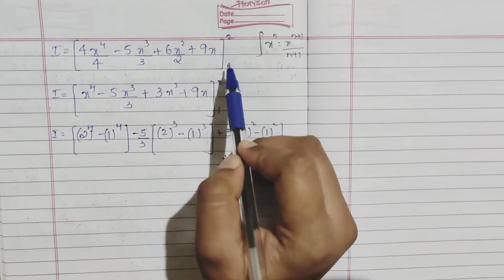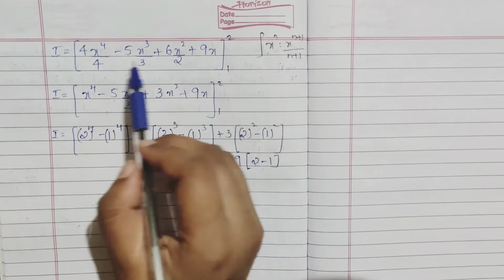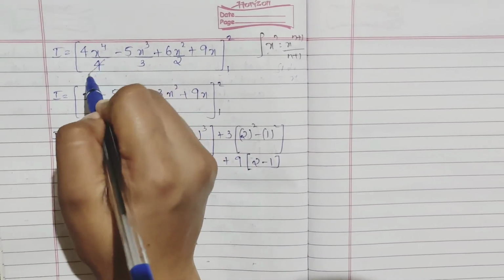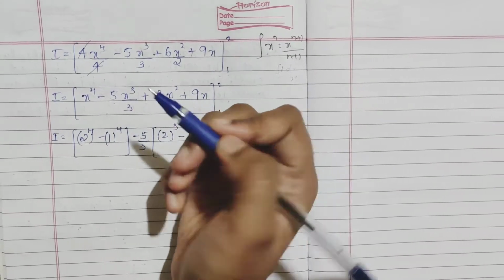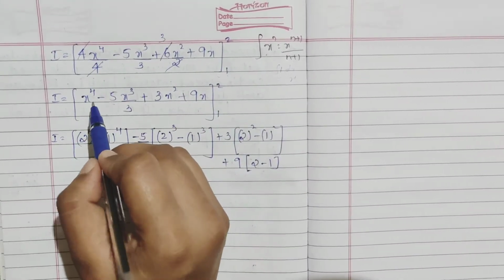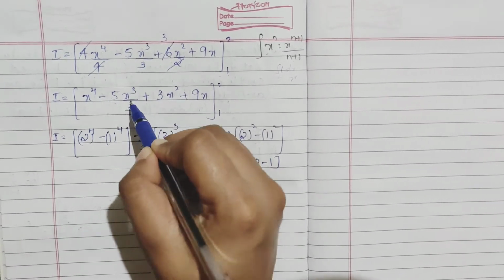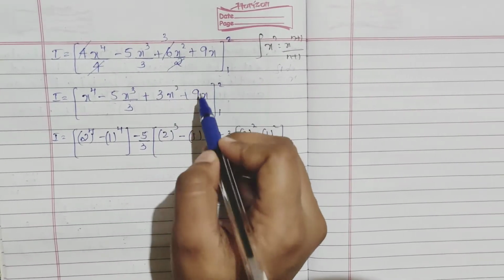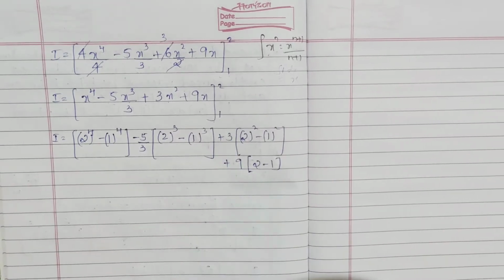And you have to write the limits 1 to 2, which is very important. Now the 4 and 4 get cancelled, here it doesn't cancel, the 2 and 2 cancel, the 3 and 3 as well. So you have x raised to 4 minus 5 by 3 x cube plus 3x squared plus 9x, and don't forget to write 1 to 2.